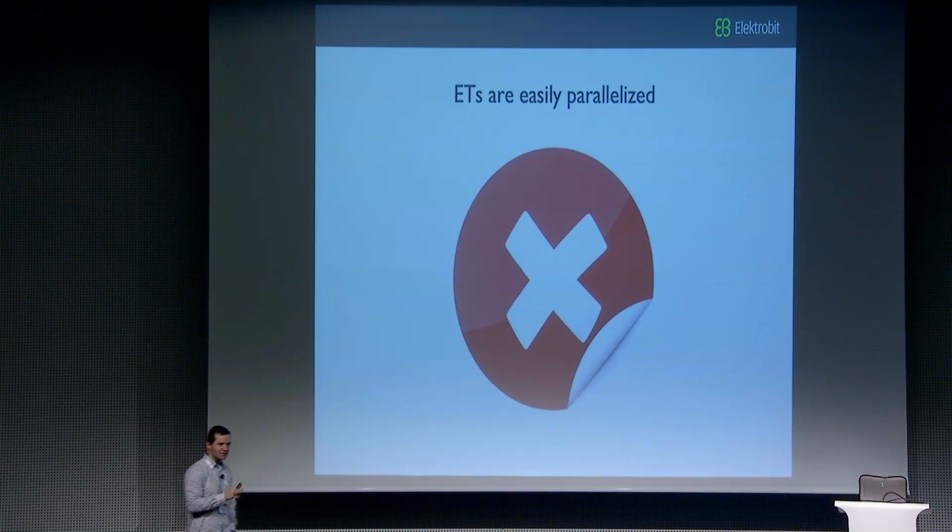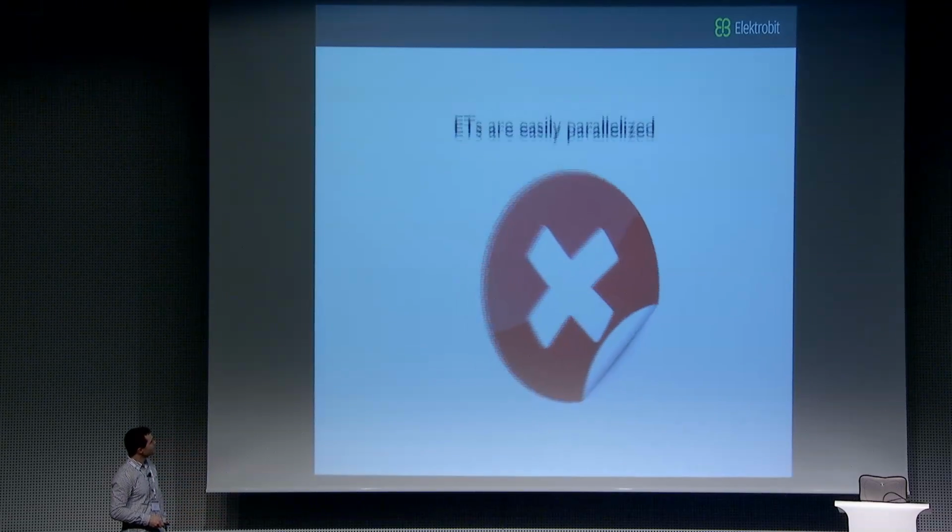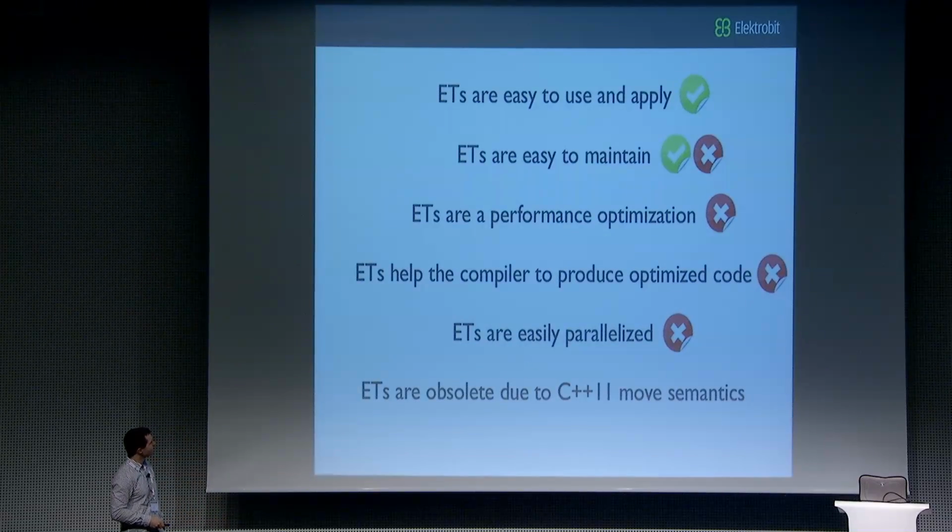So expression templates are simply not easily parallelized. This attitude completely ignores all the difficulties that go into parallelizing properly. So just adding a pragma is simply not giving you anything, not for real. Okay, last statement. Expression templates are obsolete due to C++11 move semantics.